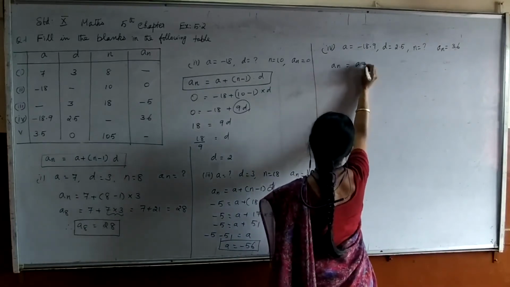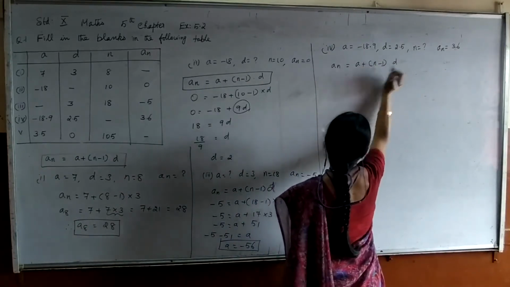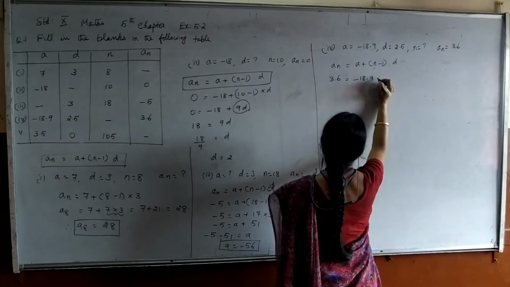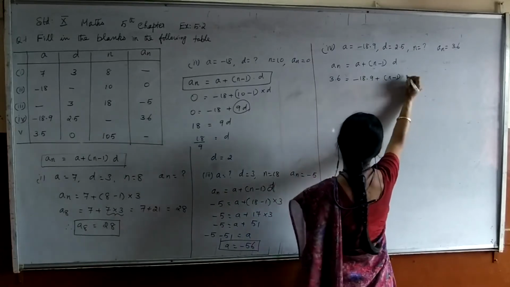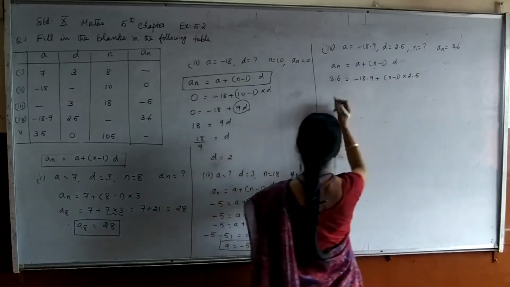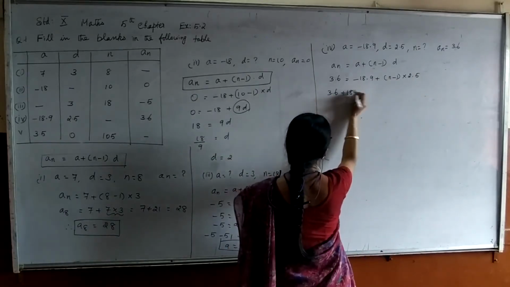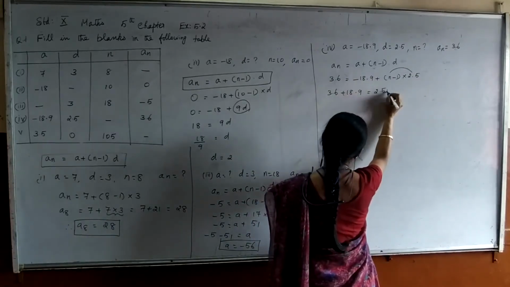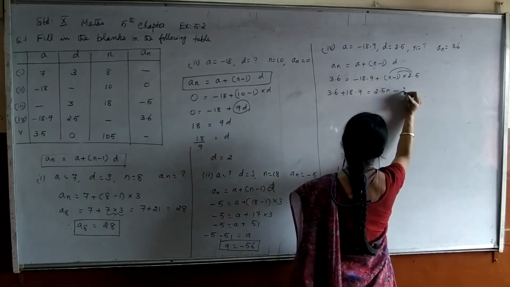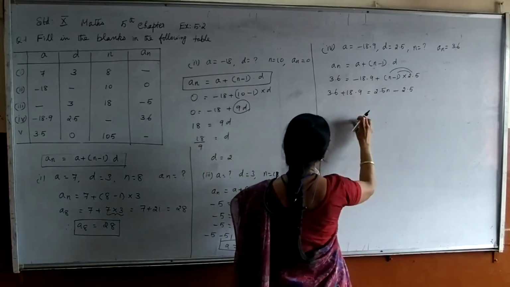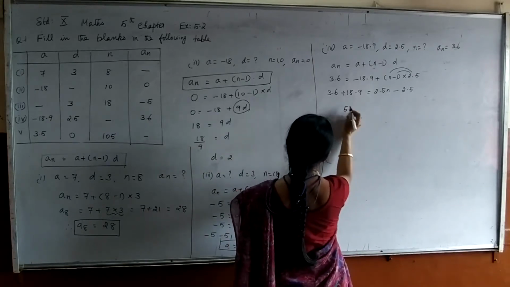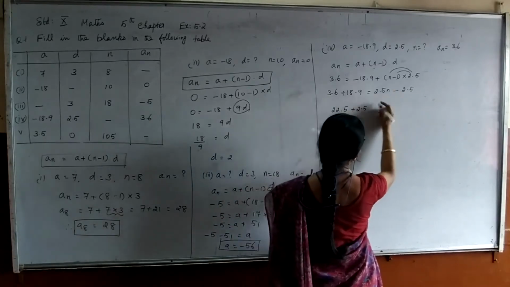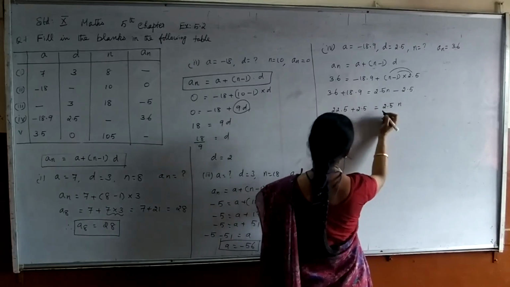So as before, An equal to A plus n minus 1 into D. Replace An by 3.6, A by minus 18.9. N is asked here, n minus 1, D is 2.5. It is 3.6 plus 18.9. This comes here. N into 2.5 becomes 2.5n. Minus 1 into 2.5 becomes minus 2.5. So here it becomes 22.5 plus 2.5. This comes here, which is equal to 2.5n.